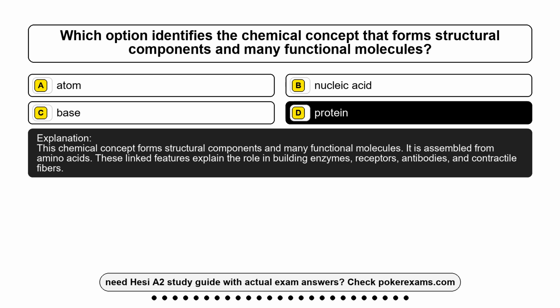This chemical concept forms structural components and many functional molecules. It is assembled from amino acids. These linked features explain the role in building enzymes, receptors, antibodies, and contractile fibers.